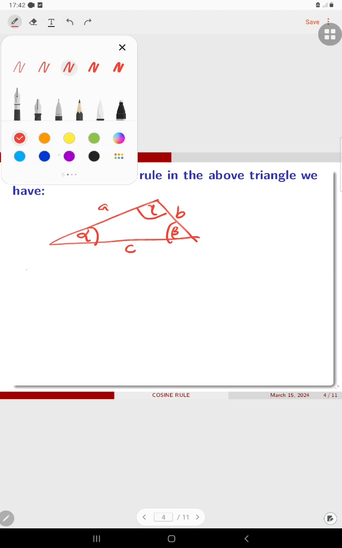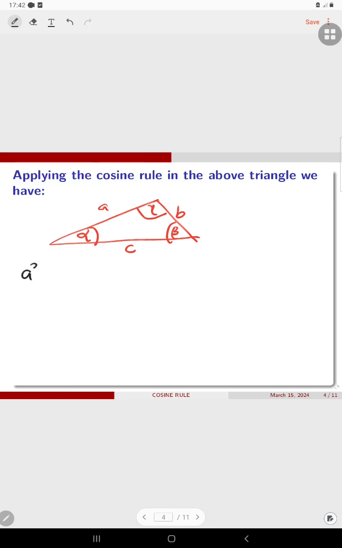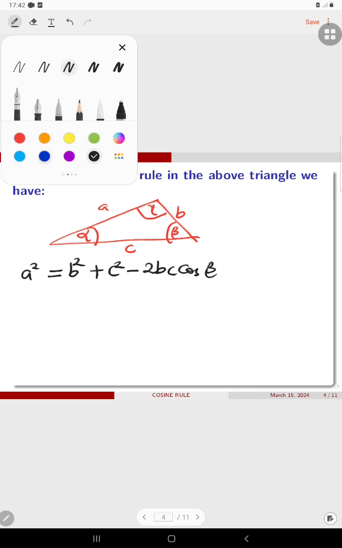squared, when you take A squared, then it should be equal to the square of the other two, B squared plus C squared minus, the minus is in the formula. 2 is constant, which is also in the formula. 2BC, 2 the product of these two, cos the angle facing this A you are finding. What is the angle facing A? Beta. That is what we call the cosine rule.